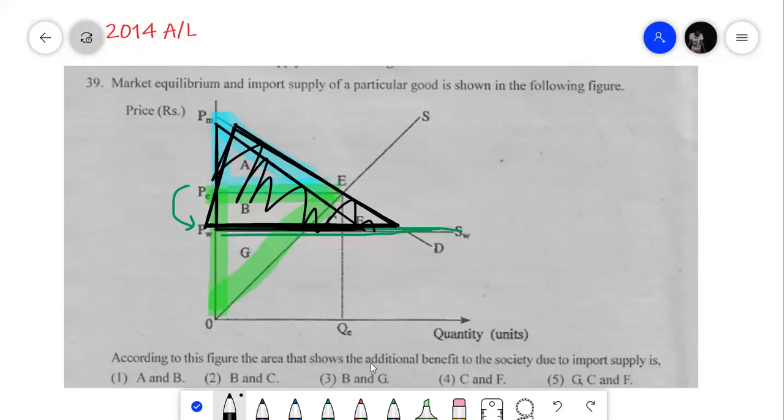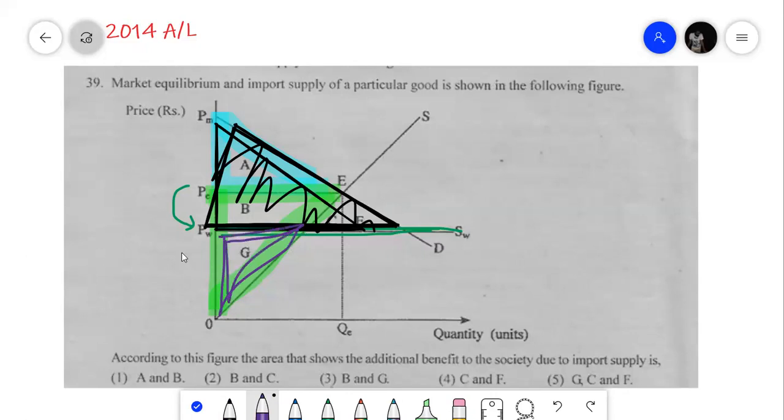So what happens to producer surplus, guys, after the import? Which area do you all think is producer surplus according to this graph? It's G, right? This area over here is producer surplus.